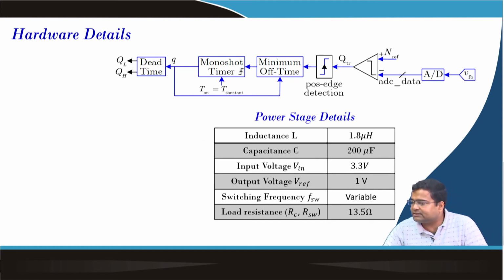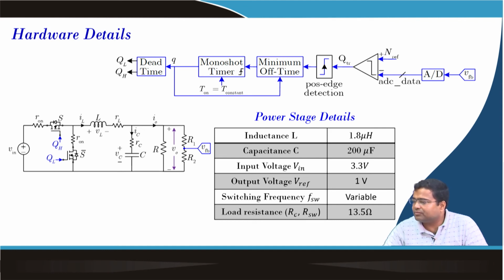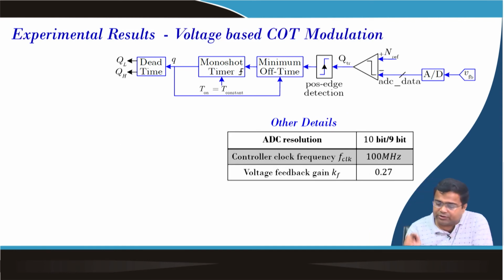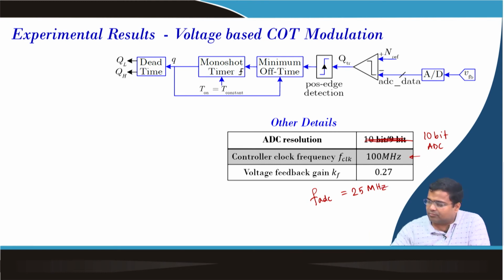Now, with this we want to actually go for, so we are using ADC. It is the 10 bit resolution, we are using 10 bit ADC, and we are using a controller clock of 100 megahertz, but what is the ADC clock? We are using 25 megahertz.